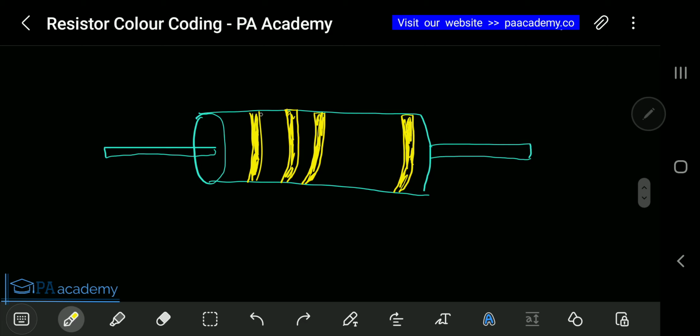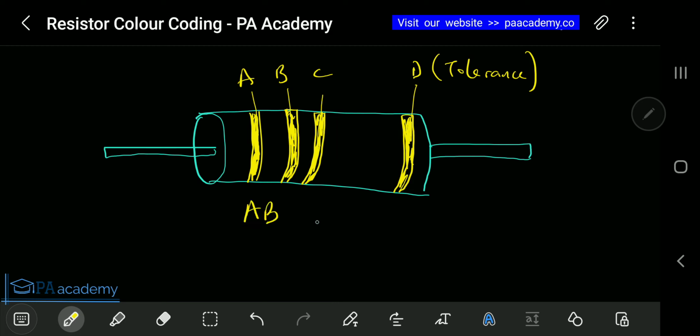If we take this, let's represent it as A. Let's call this B, let's call this C, and let's call this D. The one I labeled D is always referred to as the tolerance. If you are able to identify these different colors, we're going to look at it real quick. Putting them together, you are going to have AB times 10 raised to the power C, plus or minus D. Exactly. So this is how you know the value of a resistor.